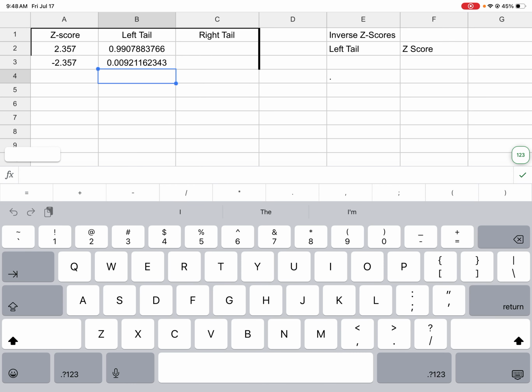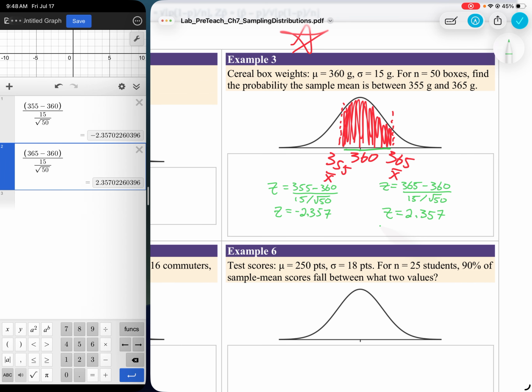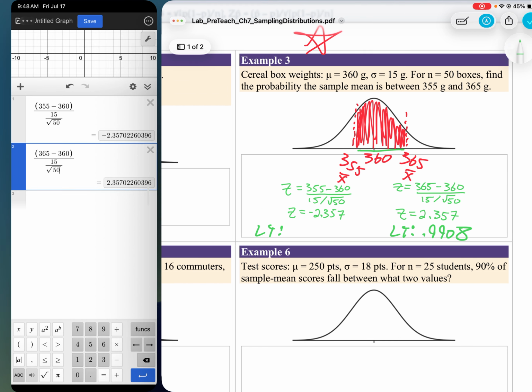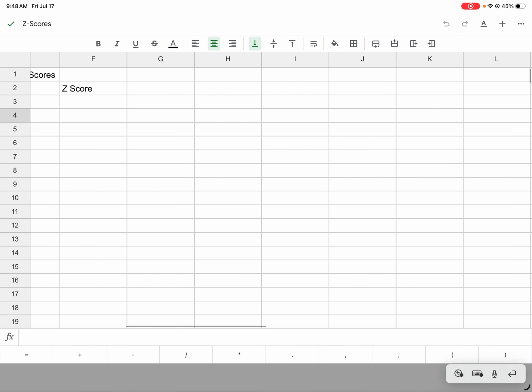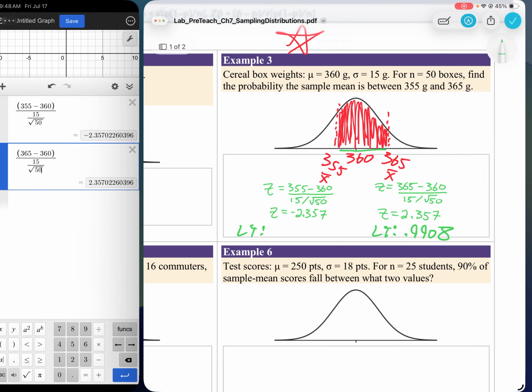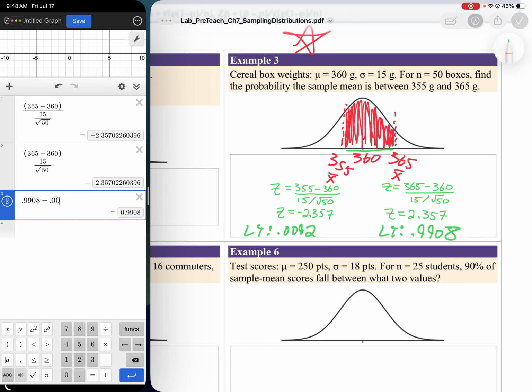So my upper left tail is 0.9908. And now let's go grab the left tail from this bottom one. 0.0092. Sorry, my clicks are a little off. And then to get the between probabilities, we're going to subtract those two left tails, the bigger left tail minus the smaller left tail.